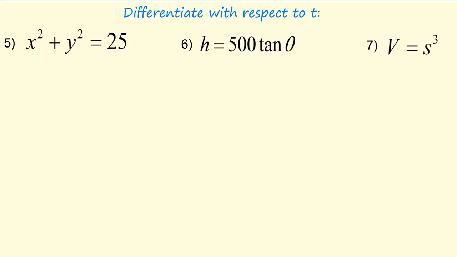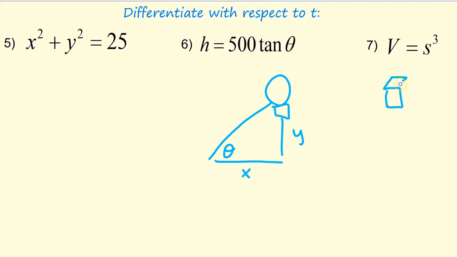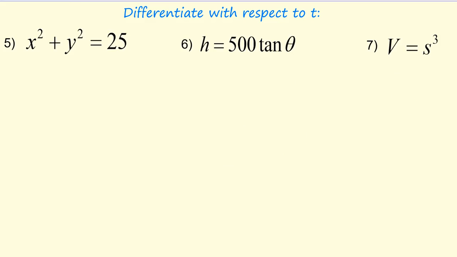And number 5 perhaps is a circle that's growing or shrinking, or perhaps is something leaning against a wall, making a right triangle. Number 6 could be some object like a hot air balloon that's rising up in the air, and we have our angle of elevation theta. We have our opposite and our adjacent. Number 7 could be the volume of a cube whose side length is s. So these are all chosen because they tie into some kind of problem you may end up doing as you do the applications. But for now, we're just differentiating.